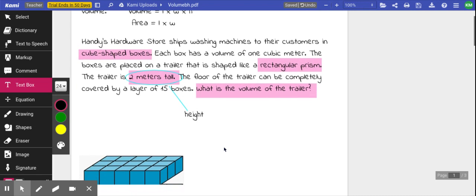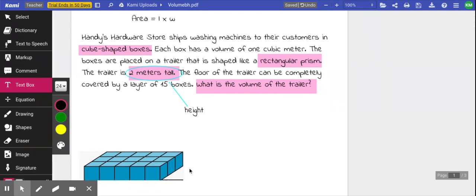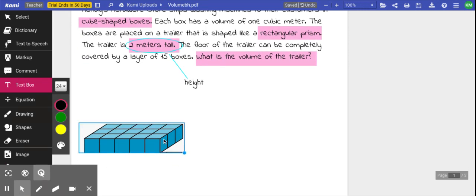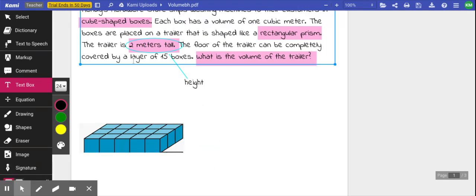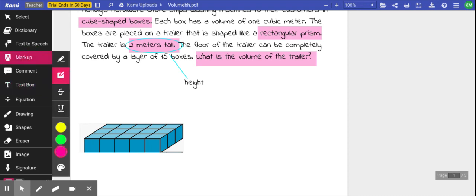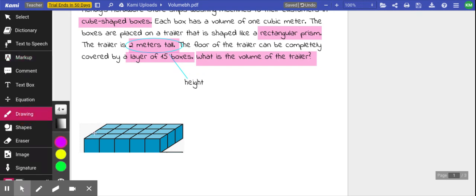It continues on by saying the floor of the trailer can be completely covered by a layer of 15 boxes. If you look at this picture I have here, this is the floor of the trailer. And it says the floor of the trailer can be completely covered with 15 boxes. So as you can see, the floor of this trailer is 15 boxes. Let's count to make sure: 1, 2, 3, 4, 5, 6, 7, 8, 9, 10, 11, 12, 13, 14, 15. So you can see that the bottom layer, which is the floor of the trailer, is 15 boxes.